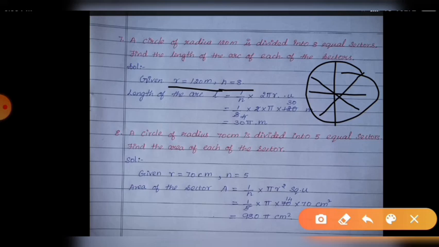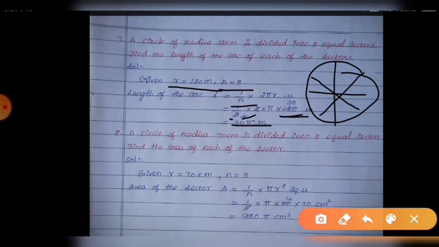That means using the formula, length of arc L is equal to 1 by n into 2 pi r units. Here n is 8. And 2 into pi into r, which is given, that is 120 meter. Unit is meter. So using the 2 table, 8 how many times? 4 times. And then using the 4th table, how many times? 30 times. 30 into pi meter.